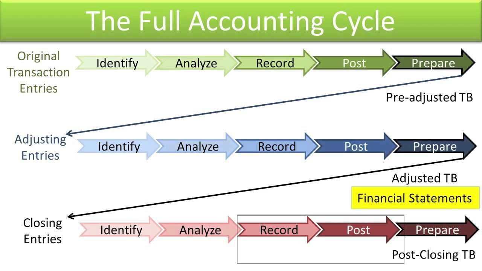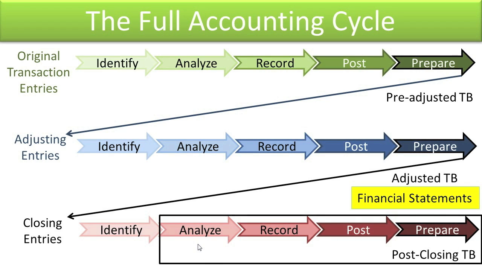In this video, we will analyze those accounts, determine how to record the closing entries, record them, post the entries to the ledger accounts so that all temporary accounts are zero and their balances are transferred into retained earnings. And then we'll prepare the post-closing trial balance, which will only include balances for permanent, i.e. real accounts that appear on the balance sheet.